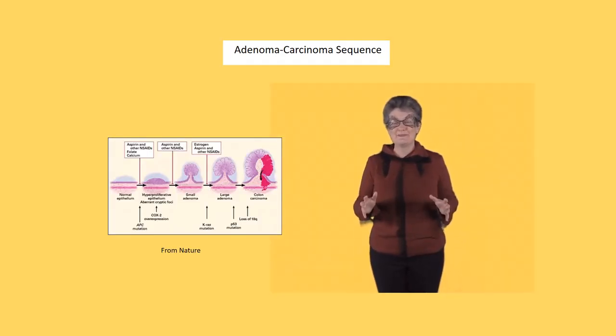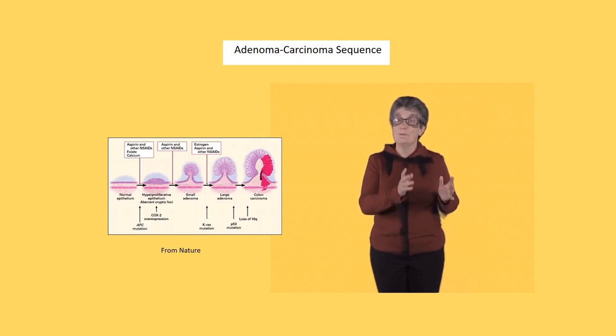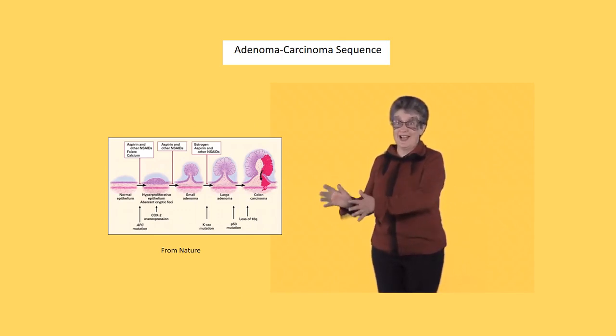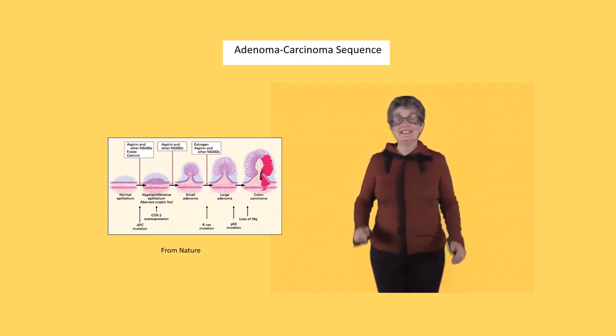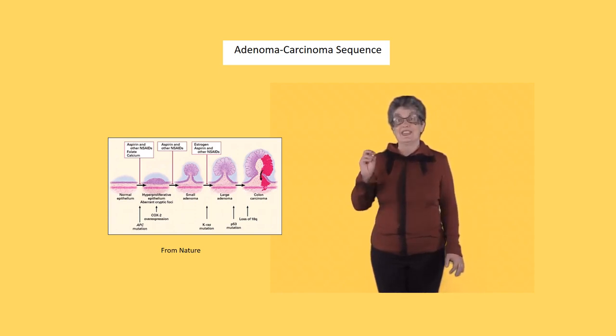Once again, let's think about the adenocarcinoma sequence. There are specific mutations that are acquired by normal epithelium as it journeys towards carcinoma. The first is the APC mutation. This may be familiar to you because this is the mutation in familial adenomatous polyposis. Other important mutations are the KRAS mutation and the P53 mutation.